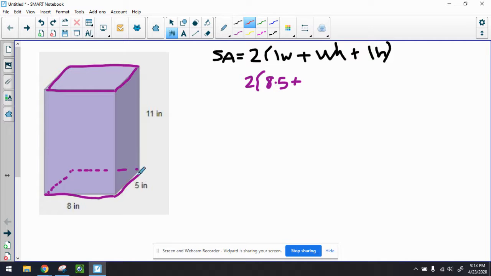Now we'll do the width times the height. So that's going to come over with this width and the height of the whole prism. Okay. Now that also has a matching side over here. And so that's where the 2 comes from, because we have 2 of those same sides as well. And the dimensions for that are 5 times 11.